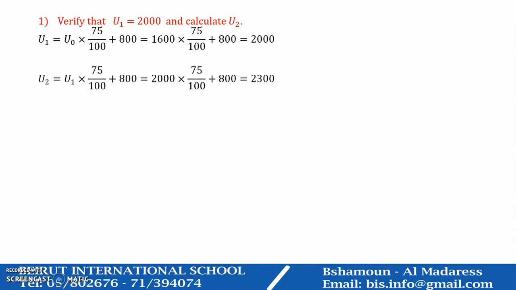U2 is in terms of the preceding year, which is U1. So U2 equals, using the same pattern, U1 times 75 over 100, which is 75%, plus 800. And of course U1 equals 2000, so this becomes 2300.